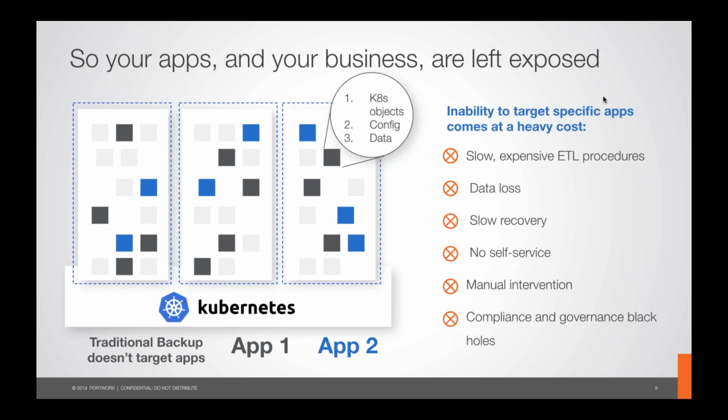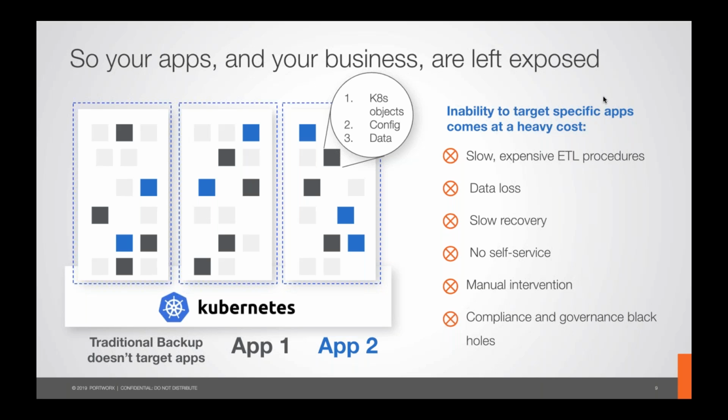The upshot of all of this is that without Kubernetes level data protection, your apps and your business are left exposed. This really simple example illustrates what I mean. So I've got two applications, a gray app and a blue app. What we can see is that each application is distributed. It's made of multiple containers, and those containers also run across multiple hosts. And that application is composed not just of data, but also of Kubernetes objects, configuration that's stored in YAML files.